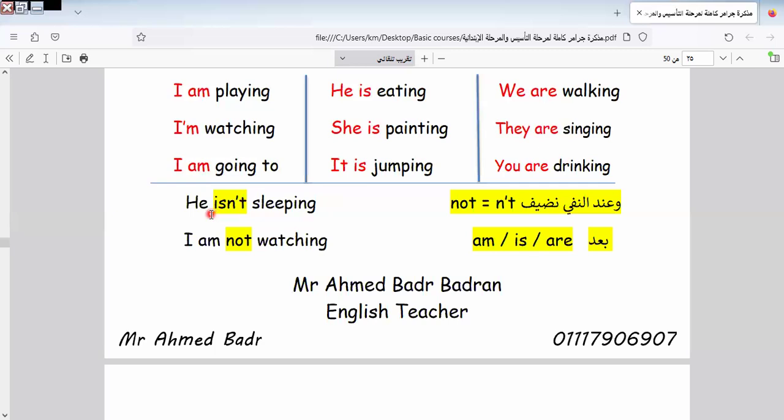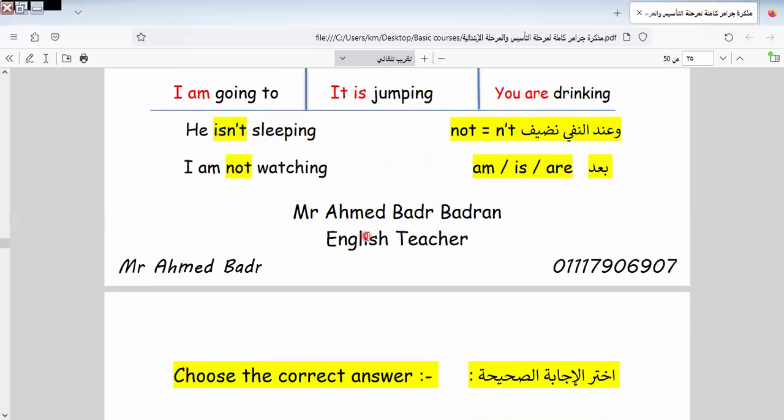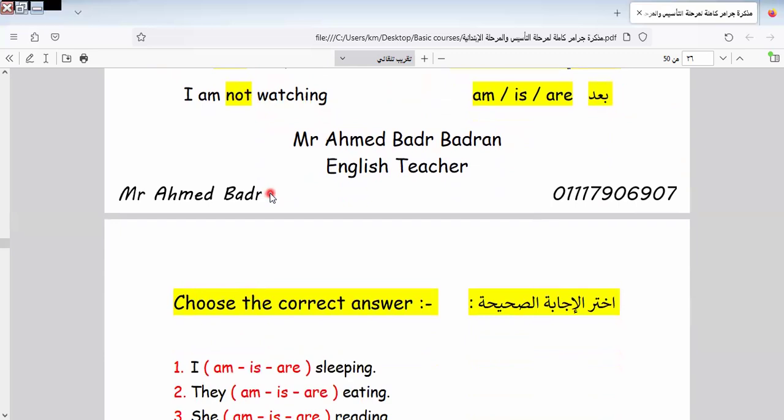Here we say he isn't. When we make a negative form, this is the negative form. We say he isn't, and this is called abbreviation. We can say is not, but in English we use the abbreviation of not like this. He isn't sleeping. And this is important for punctuation. When we do punctuation, if isn't is without the apostrophe here, you can know that we must have an apostrophe because it's the abbreviation as we know. Okay, here we have I'm not watching. Here we have am, is, are and adding not if we do the negative form.